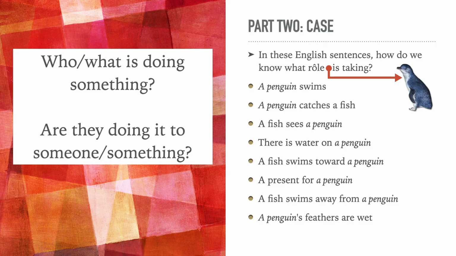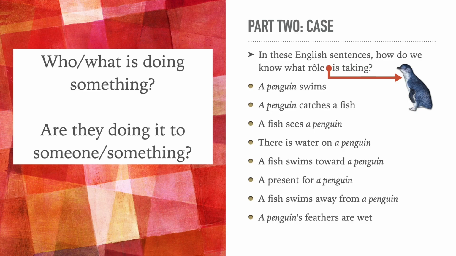If you have a look, these are all quite straightforward sentences. But we can see that different things are happening involving the penguin in all of these sentences. And the question is, how do we know as English speakers? It's very natural to us that we know what's going on. We can picture these right away. But how do we know what is doing what and if it's to something or not at all? So let's look at these a bit closer.